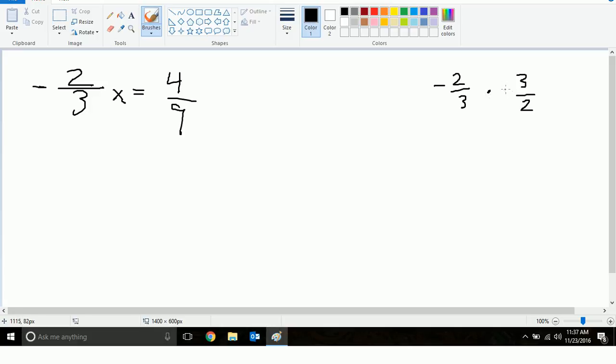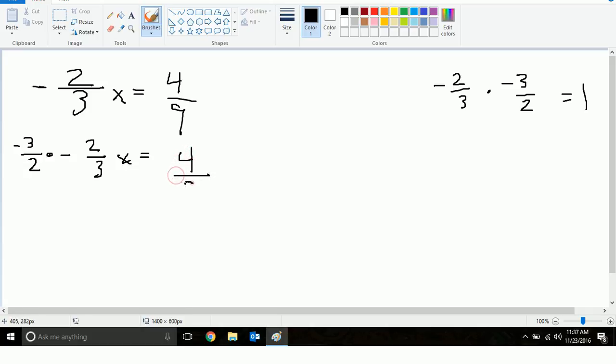Well, in this case, it would be negative because a negative times a positive is going to give us a negative 1. We don't want that. Control Z. So we need to make this negative as well. So the reciprocal of this negative number is also negative. That will give us a positive 1. Okay, so let's write that again. Negative 3 over 2 times negative 2 over 3 x equals 4 over 9.